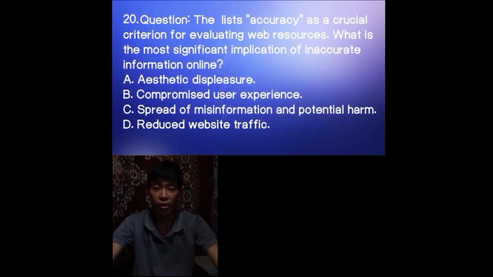Number 20 question. This lists accuracy as a crucial criterion for evaluating web resources. What is the most significant implication of inaccurate information online? A. Aesthetic displeasure. B. Compromised user experience. C. Spread of misinformation and potential harm. D. Reduced website traffic.